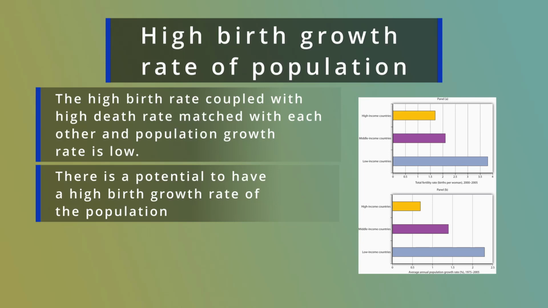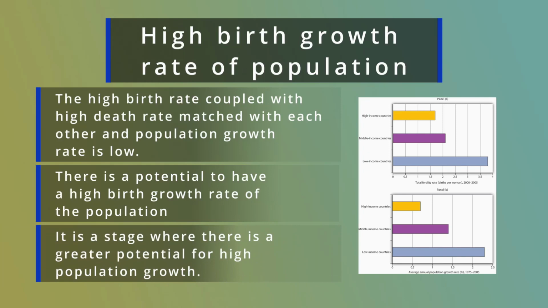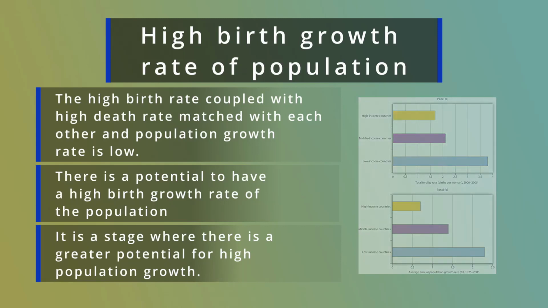So in one line, if we want to discuss what the characteristics of the population structure are in the first stage of demographic transition, we can say that it is a stage where there is a greater propensity, a greater potential for high population growth, but in reality we are getting low population growth.